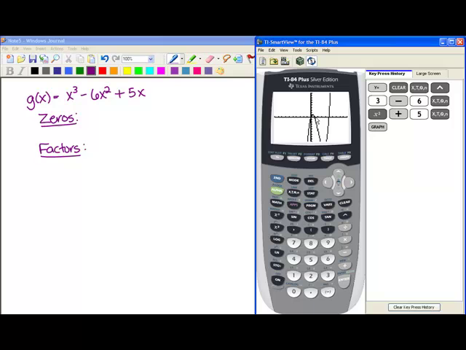Looking at the graph, it crosses the axis 3 times. It appears as if the graph crosses at 0, crosses at 1, and possibly at 5. We can verify that by pressing the trace key and typing in our guesses. I'm going to type in 0 first, press enter, and since y is 0, that verifies that our value of 0 is indeed a zero of the polynomial. So our first zero is 0.